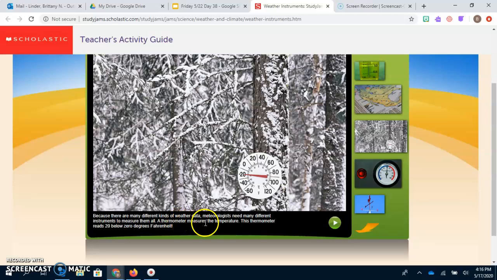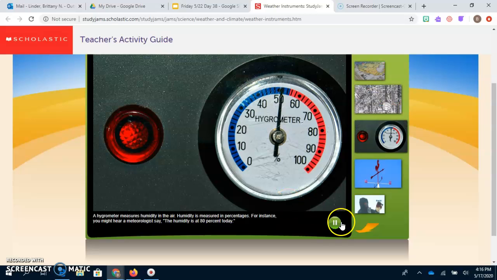A thermometer measures the temperature. This thermometer reads 20 below 0 degrees Fahrenheit. So here's an example of a thermometer that tells how warm or cold it is. A hygrometer measures humidity in the air. Humidity is measured in percentages. For instance, you might hear a meteorologist say the humidity is at 80% today. We say that it's really sticky outside if we say it's really humid.